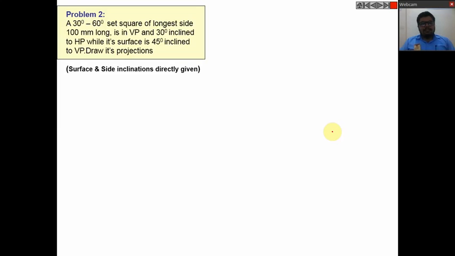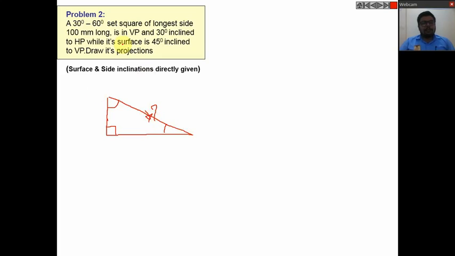A 30-60 degree set square of longest side 100 mm long. Now as we know, the 30-60 set square will be something like this. So this angle will be 30 degree and this is 60 degree and this one will be 90 degree. The longest side is given. So this is the longest side which is given, that is 100 mm.